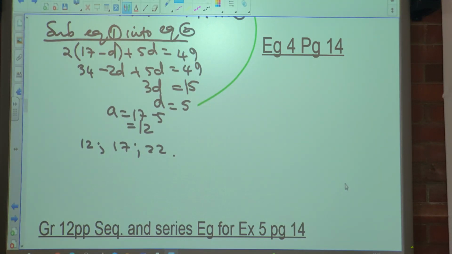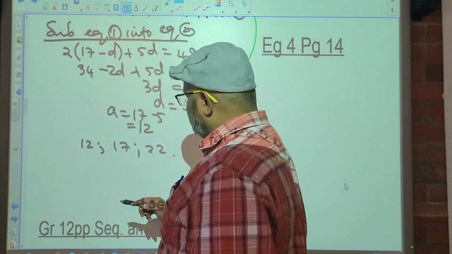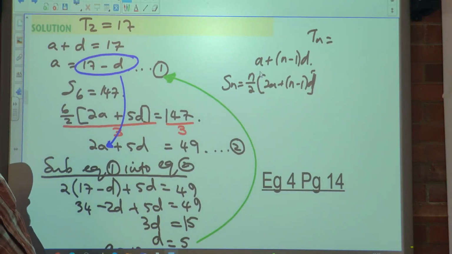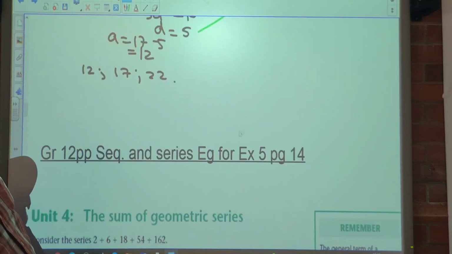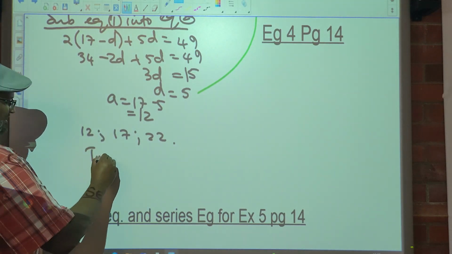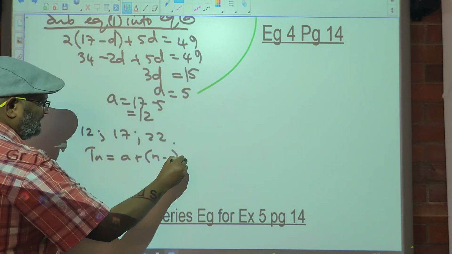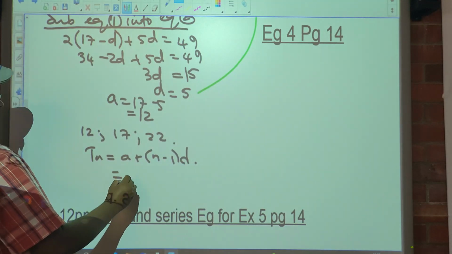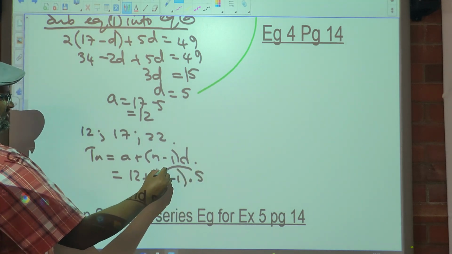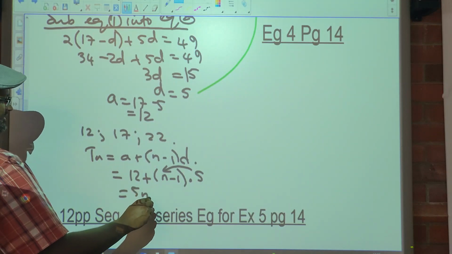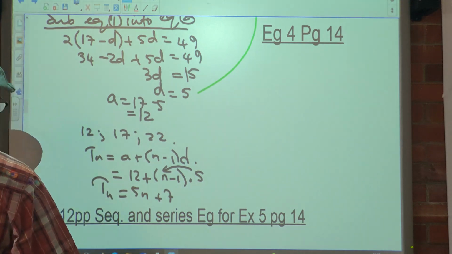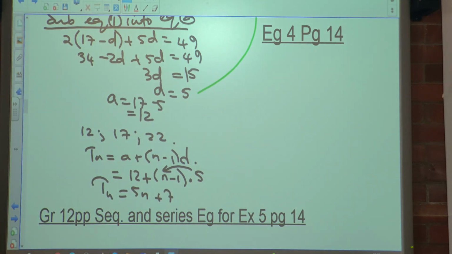Okay? And how do I work out the general term? What's the formula for the general term? Tn is equal to a plus n minus 1 d. I just wanted to pull that down. It doesn't allow me. It's linked. So we know that Tn is equal to a plus n minus 1 d. What's my a value? 12 plus n minus 1 times 5. So that's going to be 5n. Now 12 minus 5 is 7. So Tn is equal to 5n plus 7.